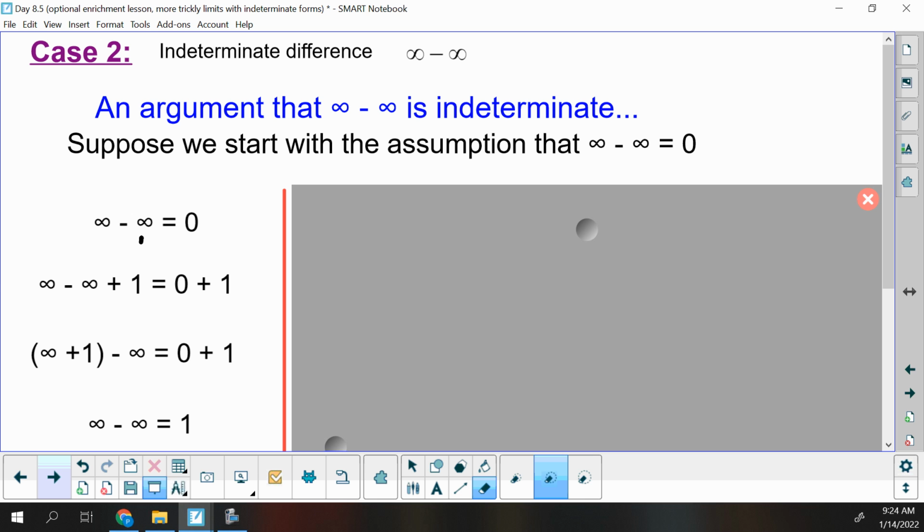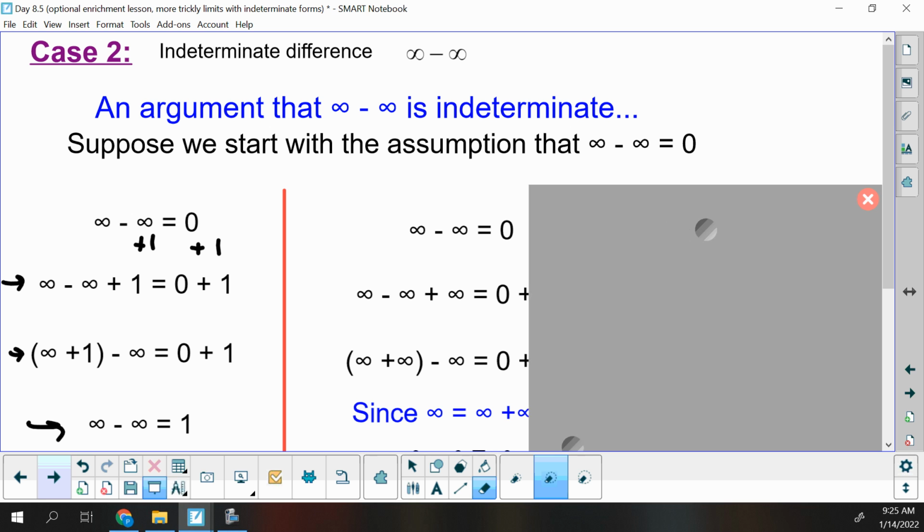Well, let's add 1 to both sides, and we'll get this row. By the associative property on the left, you can do any of those additions and subtractions in either order. So let's do the infinity plus 1, and that's what we're showing here. Well, infinity plus 1, that's just an infinity. So now we have infinity minus infinity, and that's equaling 1 now by our simplification. But we said infinity minus infinity is 0. So we got a contradiction there, so something's not quite right about assuming infinity minus infinity is 0.